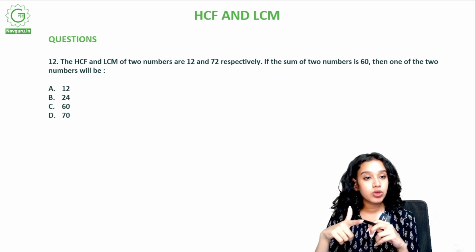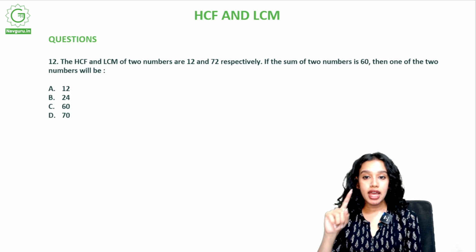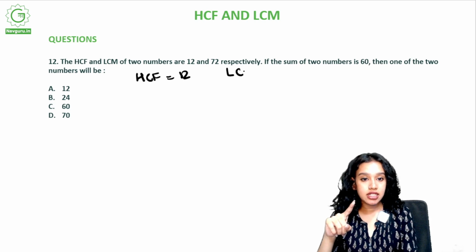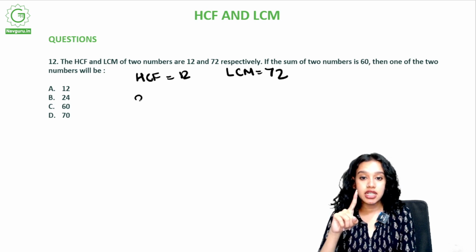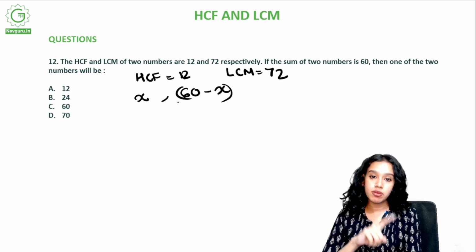If the sum of two numbers is 60, then one of the two numbers would be. So we have the HCF and LCM given here. HCF of the numbers is equal to 12 and LCM is equal to 72. If the sum of two numbers is 60, that means if I take a number to be x, the other number would be 60 minus x. Then one of the two numbers would be.